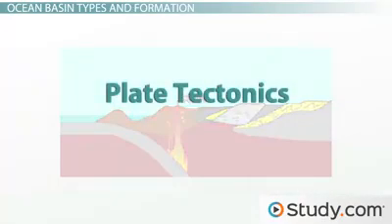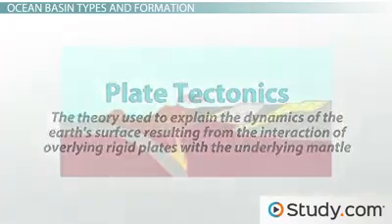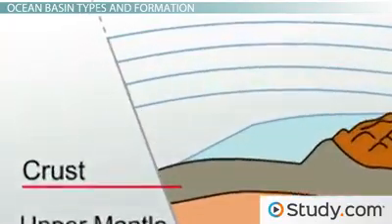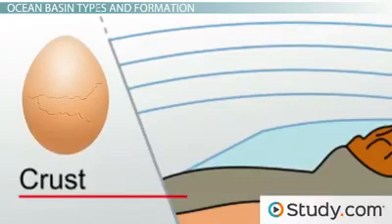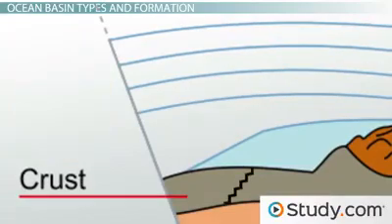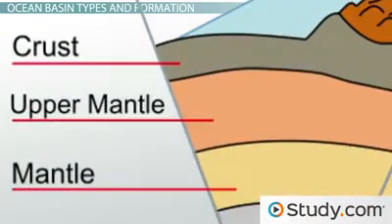Plate tectonics is the theory used to explain the dynamics of the Earth's surface resulting from the interaction of the overlying rigid plates with the underlying mantle. According to the theory, the Earth has a rigid outer layer called the crust. This crust is somewhat fragile, and like the shell of a hard-boiled egg, it can crack and break into plates. The Earth's crust breaks due to heat and pressure from the layer beneath the crust called the mantle. These plates move very slowly and meet at their boundaries.